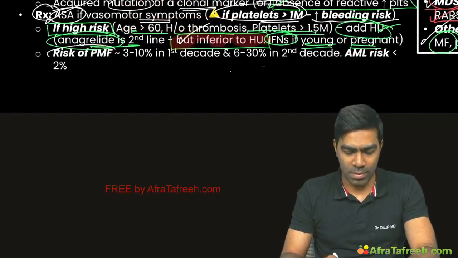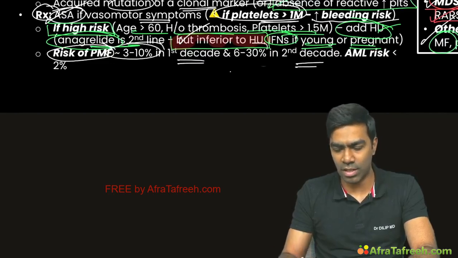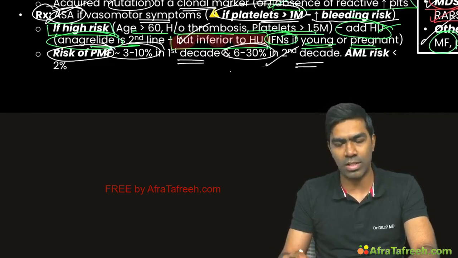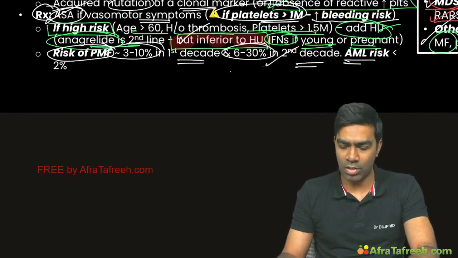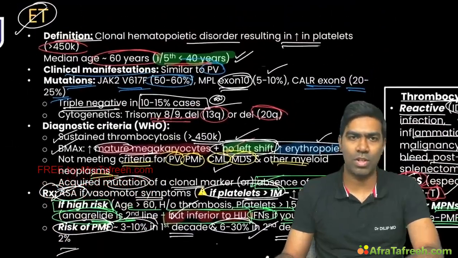And what is the risk of primary myelofibrosis? In the first decade of the disease, it's 3 to 10%, and in the second decade of the disease, it is 6 to 30%. So it increases over time. And the overall risk of acute myeloid leukemia transformation is quite low, at less than 2%. So that's not a big concern.